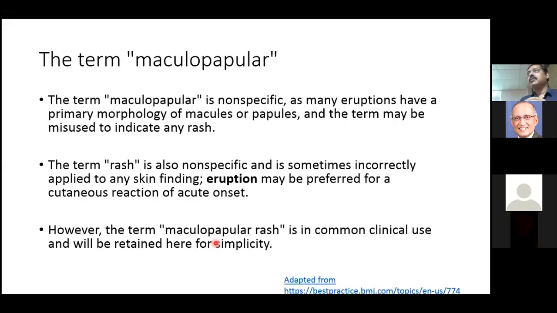Now, the term maculopapular is actually non-specific, as many eruptions will start off as maculopapular and later on they might become either papulosquamous or pustular, or they may show some amount of vesicular eruptions. So it can branch off. Initially it will start off as papulosquamous. So the moment at which you may be seeing the patient may be papulosquamous.